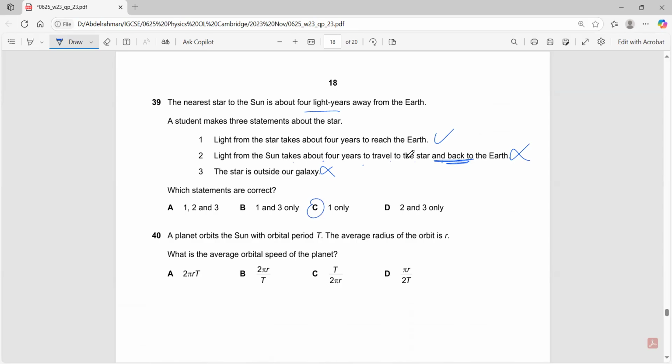What is the average orbital speed of the planet? We know that the average orbital speed would be 2 pi r over t.